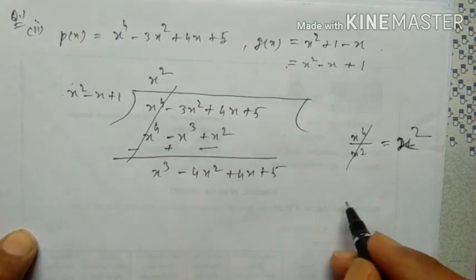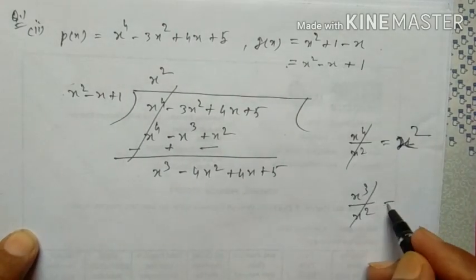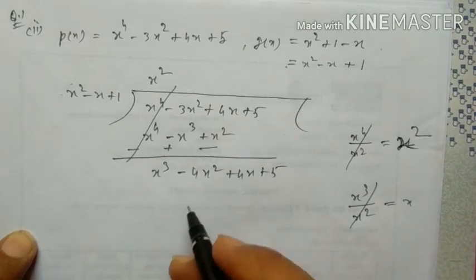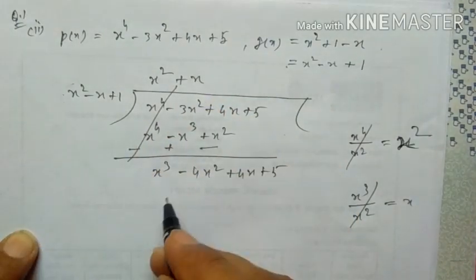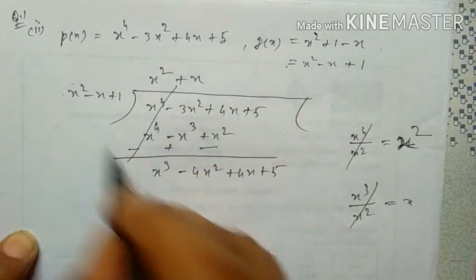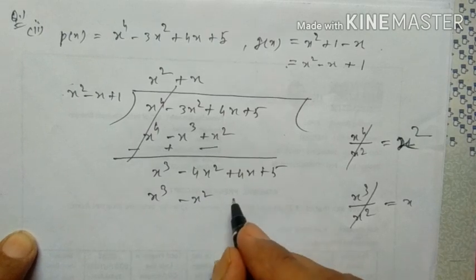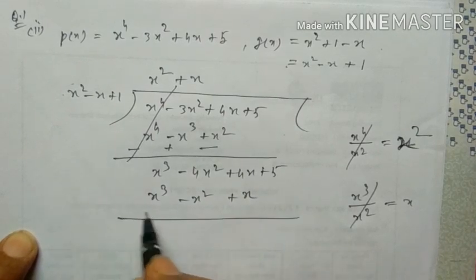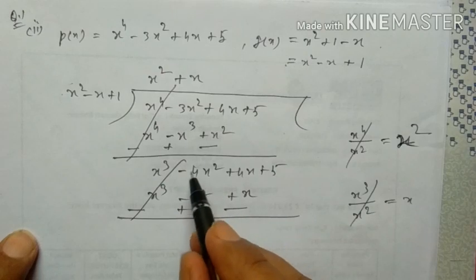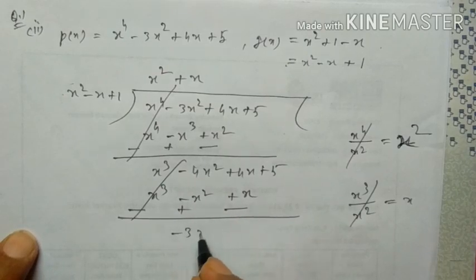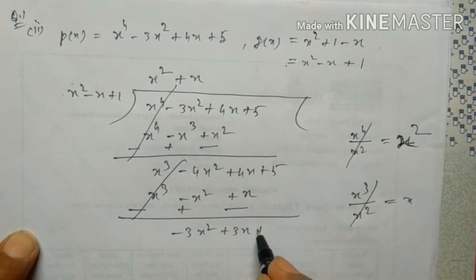Now again this is x cube and first term of this is x square. Dividing we will get x, so here we will write plus x and multiply by x in these three terms. So we will get x into x square, x cube, minus x square plus x. And after this we will subtract, sign will be changed, this is cancel out, and this becomes minus 4 and plus 1, minus 3x square, plus 4 and minus 1, and plus 3x and then plus 5.